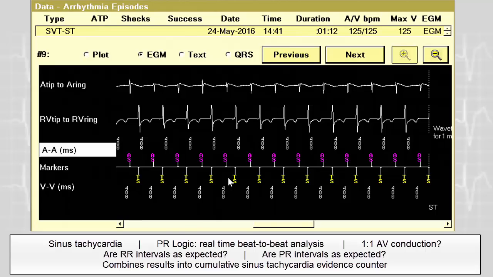Similarly, as for the RR intervals, the device determines at each cycle a range of normal values for the next PR interval. So the determination of expected RR and PR intervals provides independent evidence for or against the presence of a sinus tachycardia.